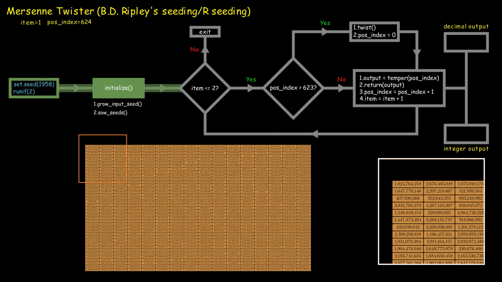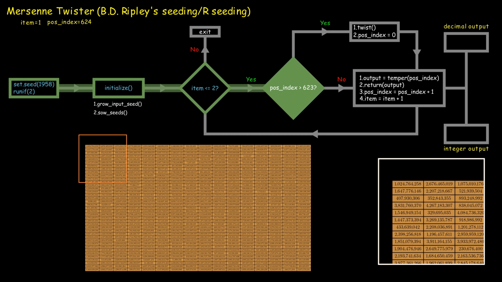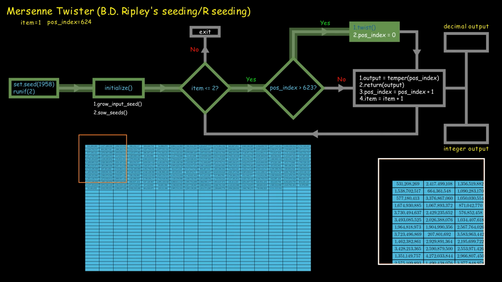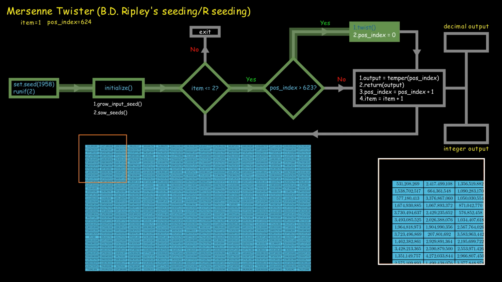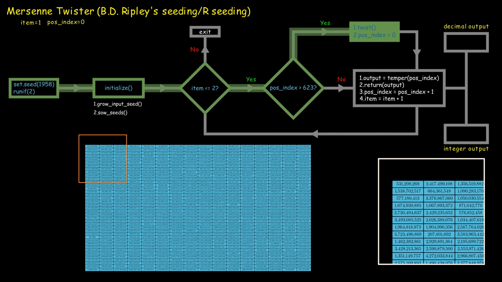Once the initialize step is complete, we're on our way. With item having a value of 1, the first condition is met, and POS index having a value of 624, the condition is met, and we are ready to execute the twist operation. As you know by now, the twist operation will twist each of the 624 numbers, so we end up with another grid of 624. POS index is then reset to 0, and we're on our way.